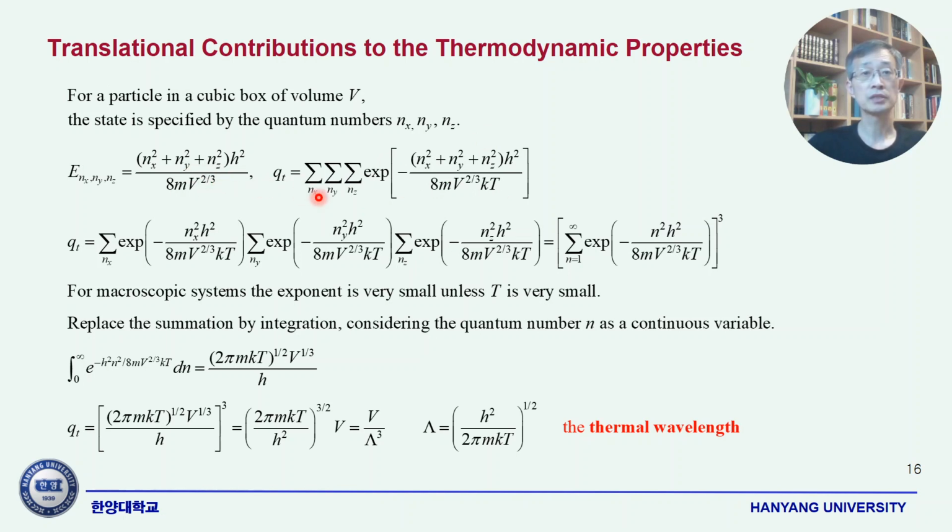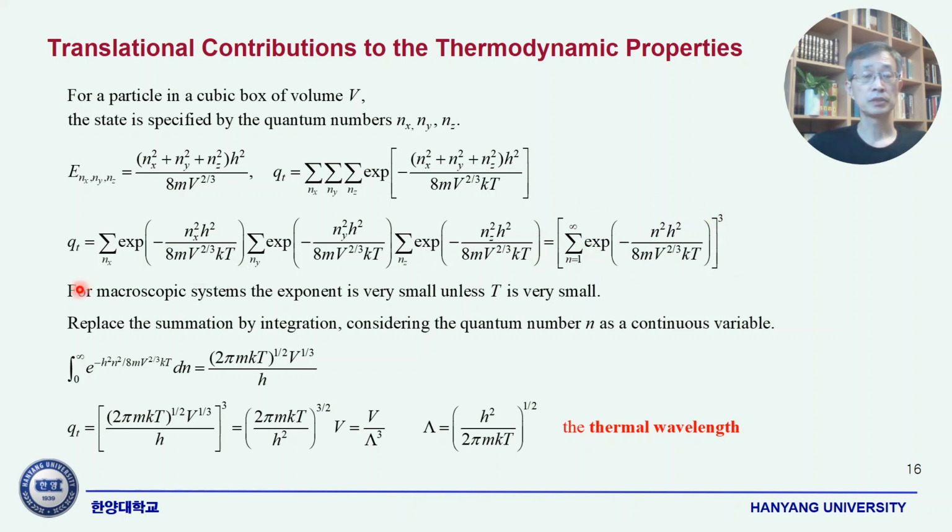Then you can separate these terms, because this is an exponential, and the exponential of a sum can be broken into a product of exponentials. So that is done here. You do this for each summation index, and the summations are separated into these 3 independent summations. And then nx, ny, and nz in this case are dummy indices, and you can treat them as just n equals 1 to infinity, then this to the 3rd power, cubed.